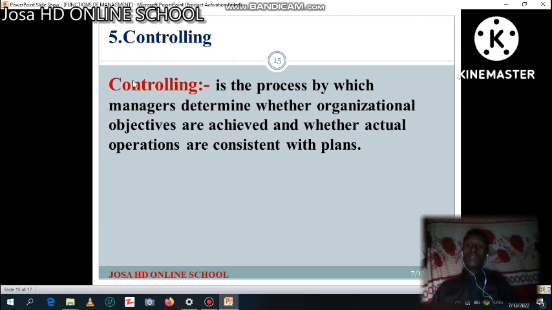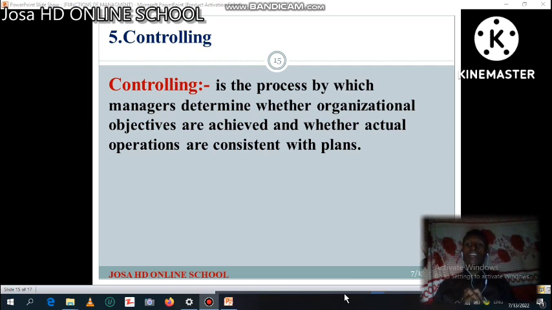And the fifth function is controlling. Controlling is the process by which managers determine whether organizational objectives are achieved and whether actual operations are consistent with plans. After all the processes are passed, controlling means determining whether organizational objectives are achieved and whether actual performance is consistent.